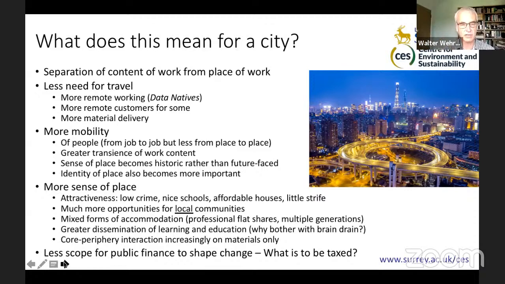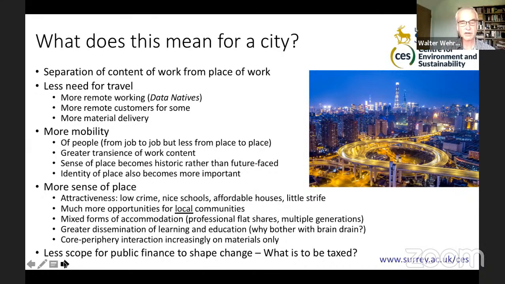And therefore, cities to be attractive, livable, and sustainable, I think, need to have low crime, nice schools, affordable houses, little strife, more opportunities for local communities to come together, to have physical meetings, and so on. That also requires mixed forms of accommodations, flat shares, multiple generations coming together. You know, the boomerang daughters. I've got a daughter and I can see her coming after her university life to come back to Guildford, where I thought, well, maybe you want to have your job somewhere else, nothing personal.